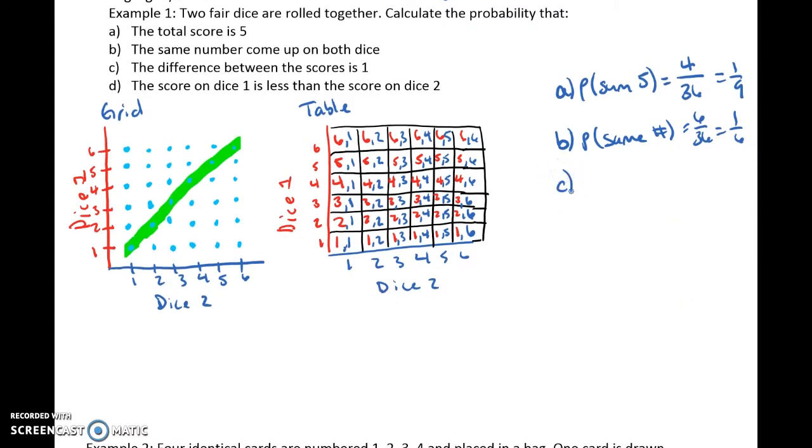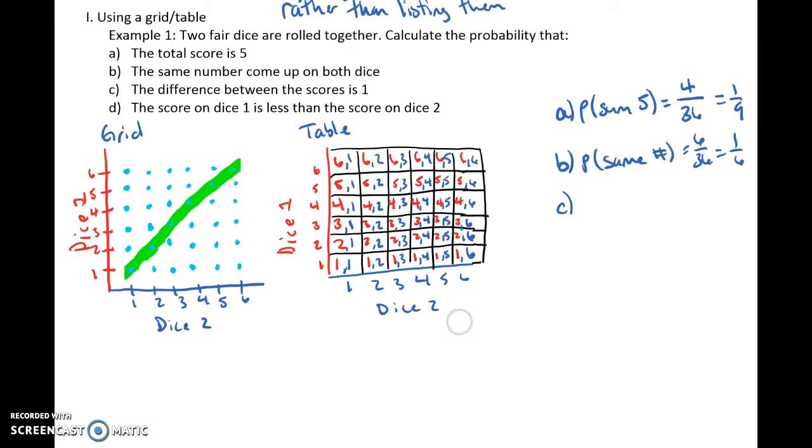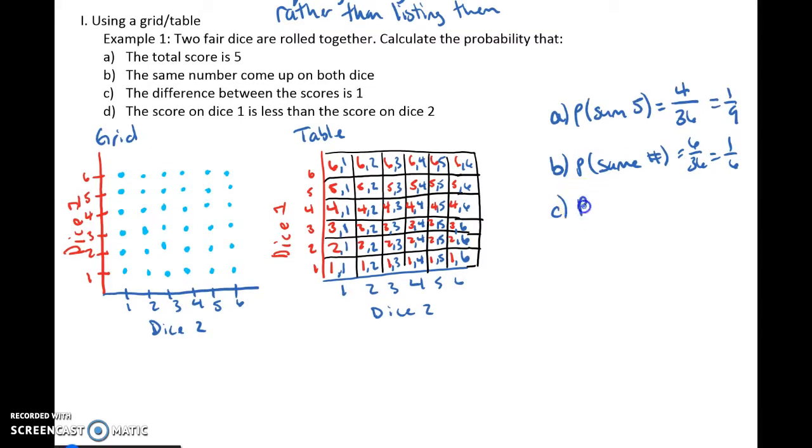Okay? Go ahead and try C and D, and let's come back and check your answers. So the difference between the scores is 1, and the score on dice 1 is less than the score on dice 2. So hopefully for the probability of the difference equaling 1, you got 10 out of 36, which reduces to 5 out of 18.